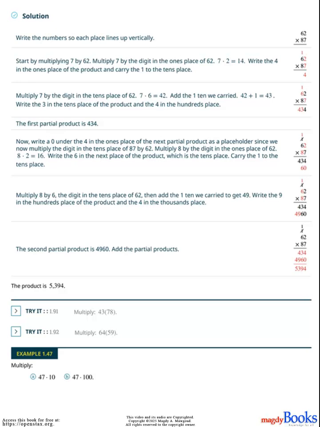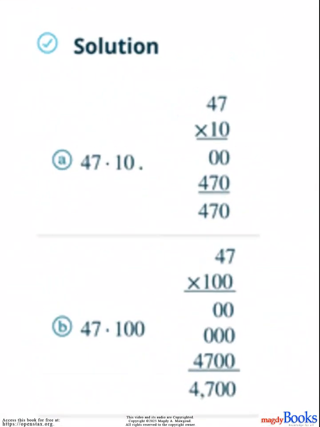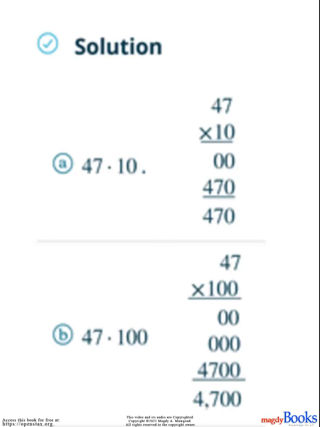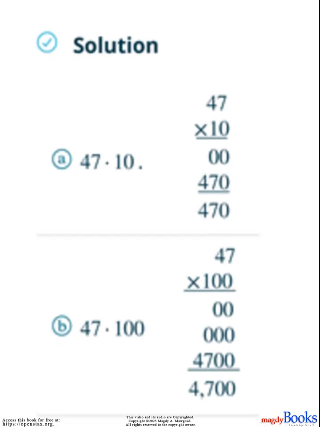Example 1.47. Multiply A. 47·10 B. 47·100. Solution. A. 47·10. 47 multiplied by 10. 00 plus 470 equals 470. B. 47·100. 47 multiplied by 100. 00 plus 000 plus 4,700 equals 4,700.